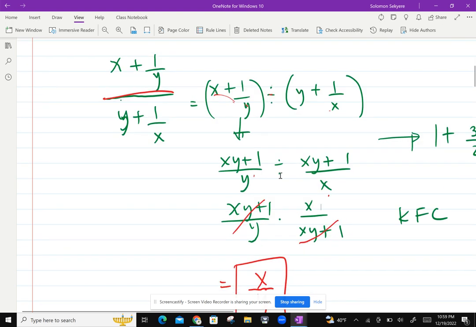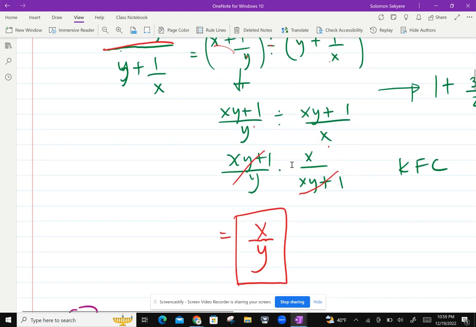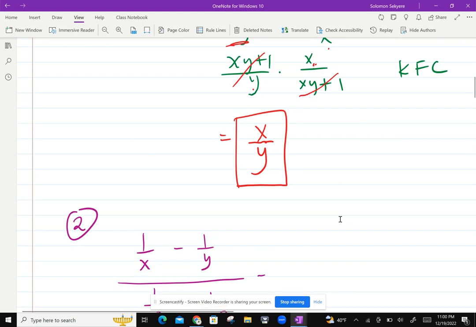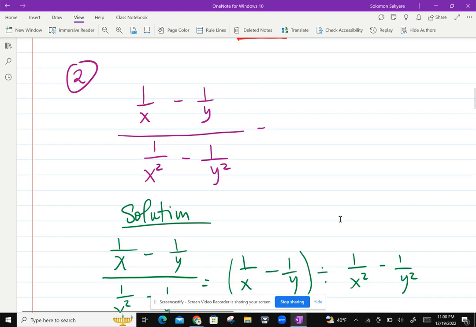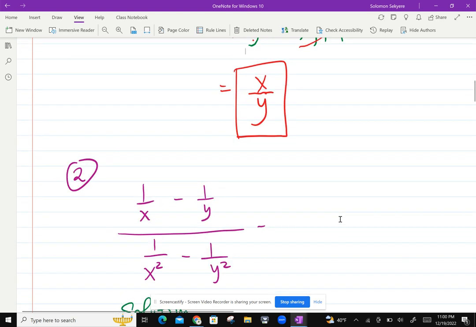Now, once we do that, what do we do? KFC: keep first one, flip, change. When you do that, you see that xy plus 1 and xy plus 1 cancel. You have x on the top, y on the bottom. That's your answer, x over y. The whole thing reduces to x over y. You got that one? Okay, let's go to number 2.